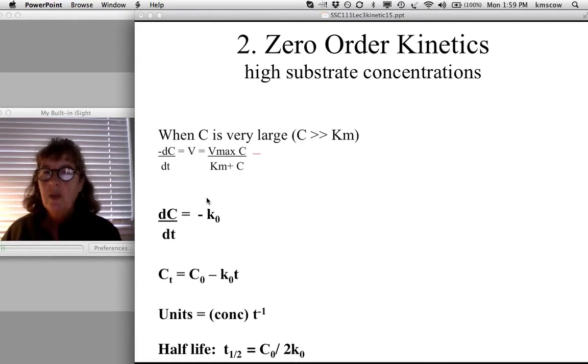Okay, back to zero order. The rate, dC/dt, is dependent on what? On the concentration? No. The rate is the rate constant. Does that make sense? Just a linear rate. Every time step, the same amount of substrate is going to be utilized. And remember, it's very, very high substrate concentrations, so the rate is the Vmax.